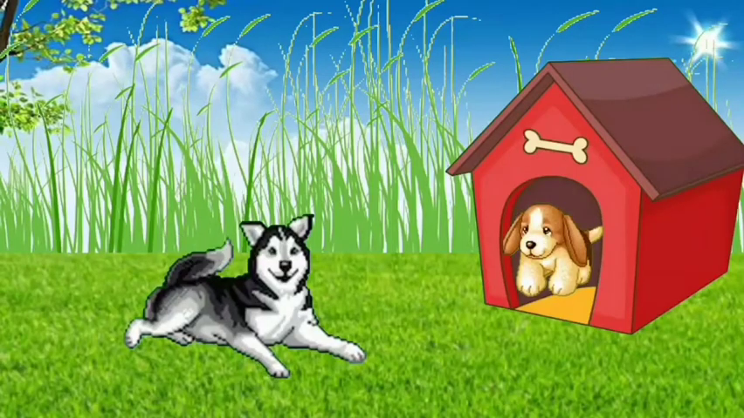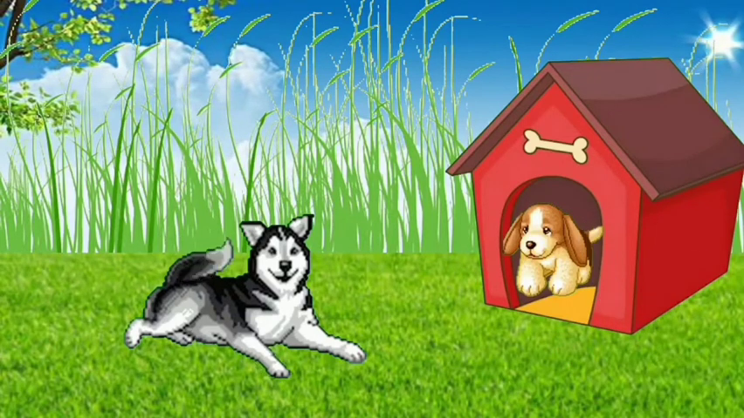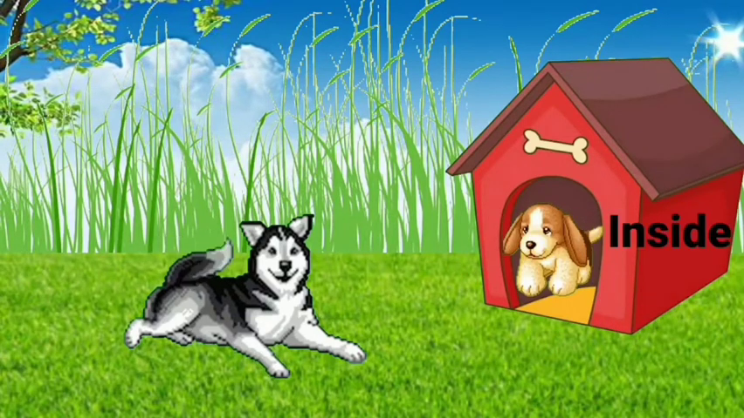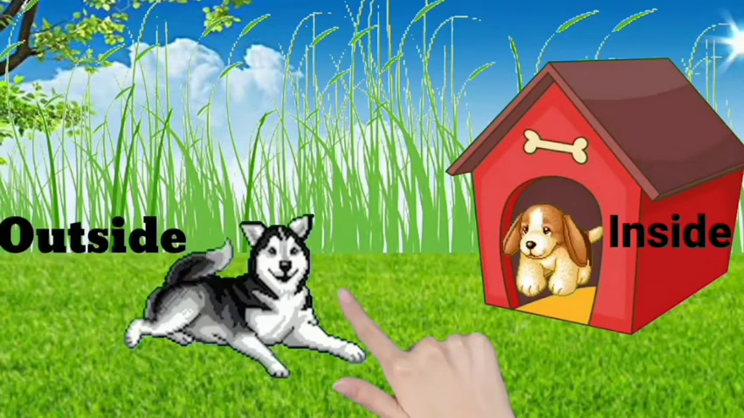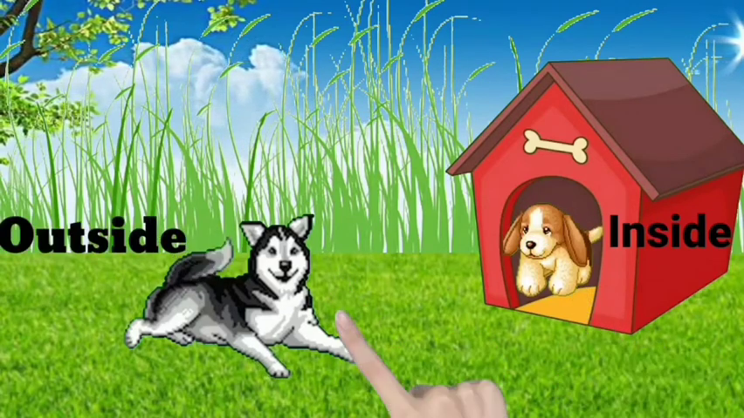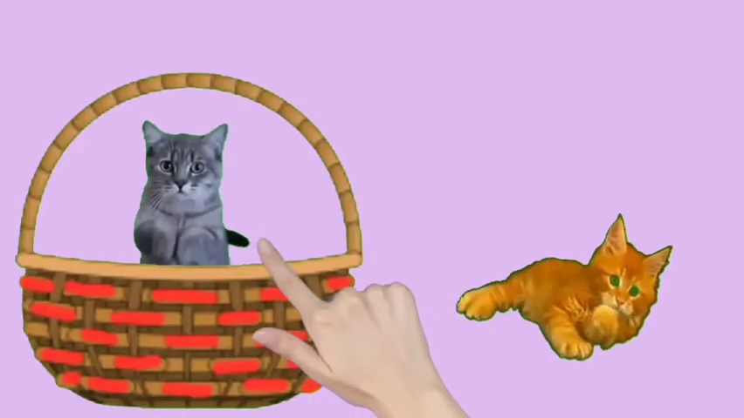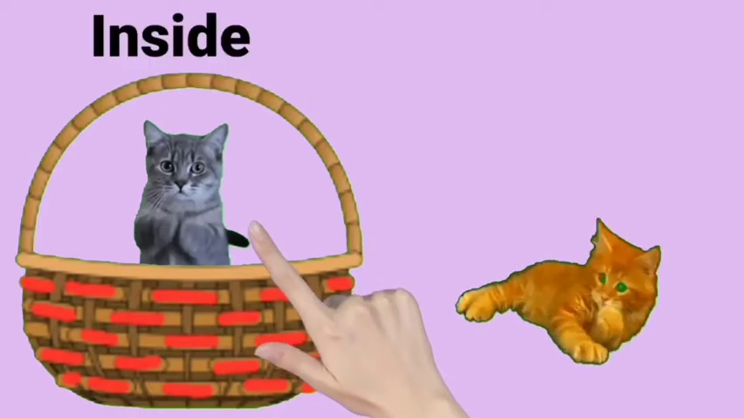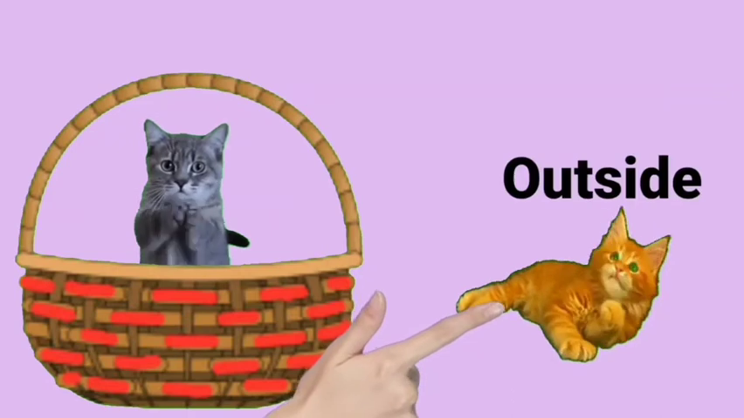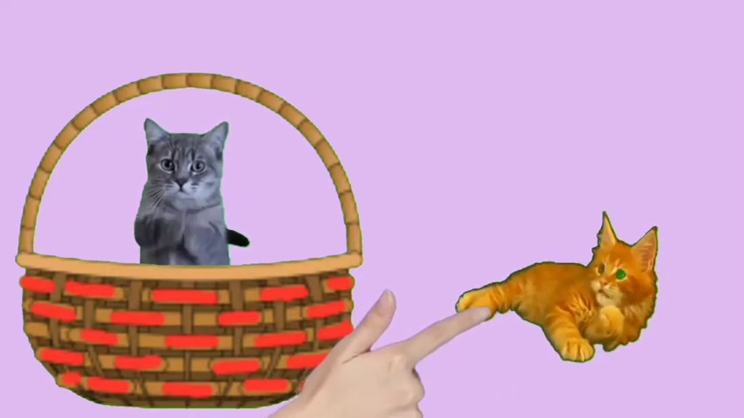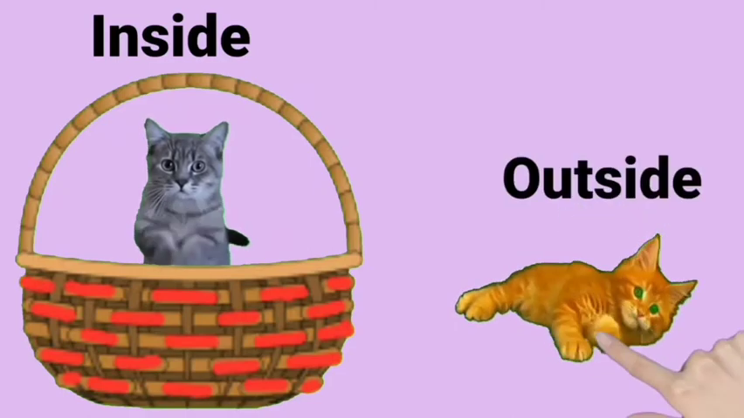Do you like dogs? This puppy is inside the kennel. This dog is outside the kennel. Inside, outside. See, this cat is inside the basket. But this cat is outside the basket. Inside, outside.